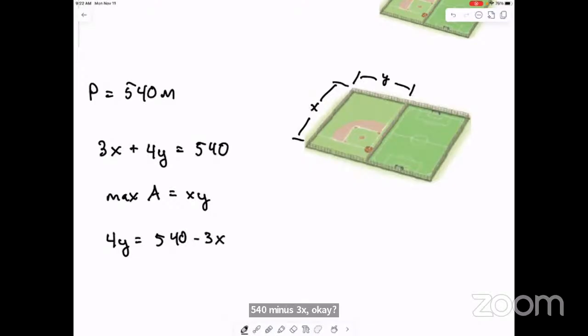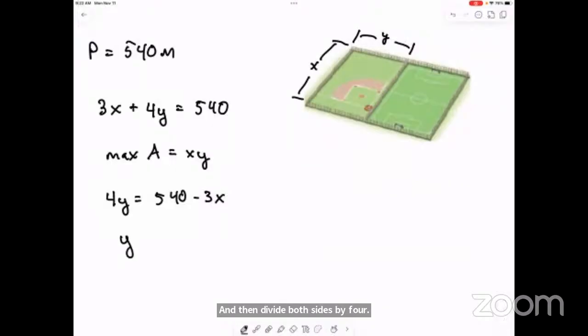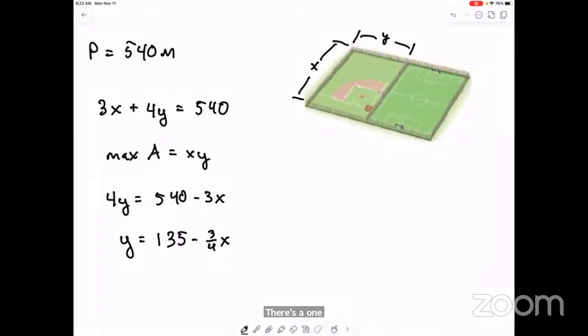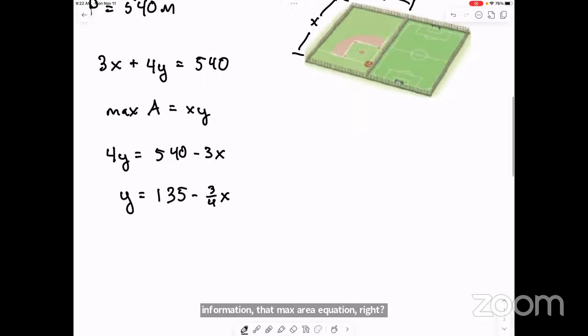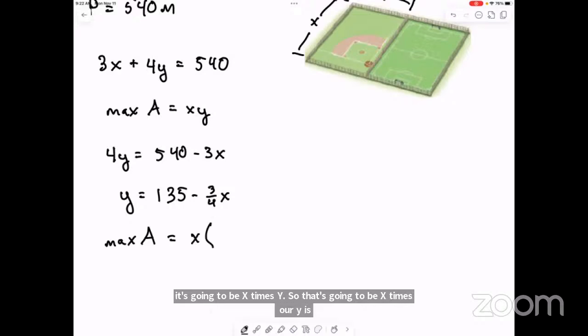Y equals, let me see, 540 divided by 4 would be 135. Minus 3/4 X. Divided each of those by 4. Yeah, that looks good. Okay, so now we have Y in terms of X. Let's take this equation and plug it into our second piece of information, that max area equation. Again, our goal is to maximize the area, and that's going to be X times Y. So that's X times our Y, which is 135 minus 3/4 X, okay?